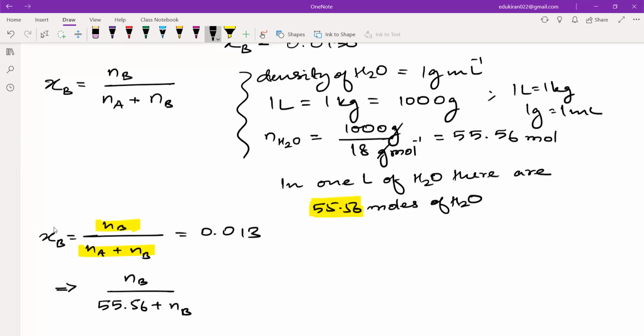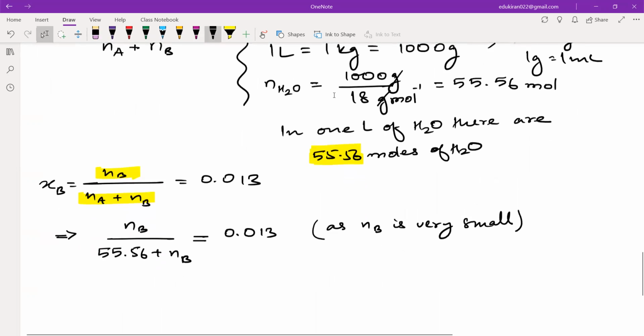Denominator. Numerator will be very small compared to the denominator. Yes or no? Yes, sir. And so we can write that NB is very small. We can ignore the NB from here. When you add a very small NB to 55.56, it is not going to affect it, right? So you can ignore the NB from here.